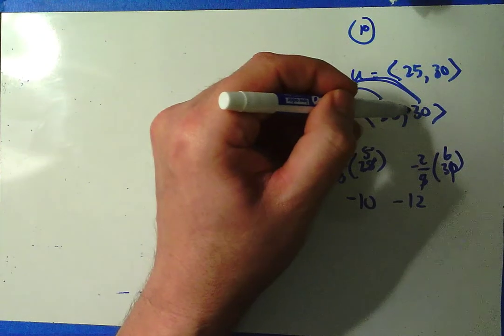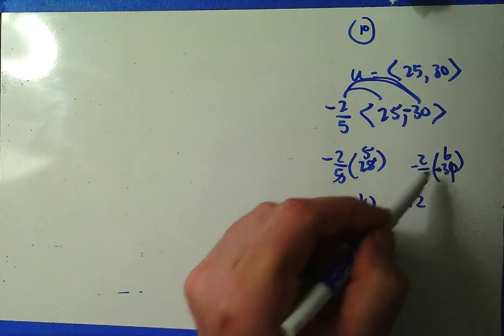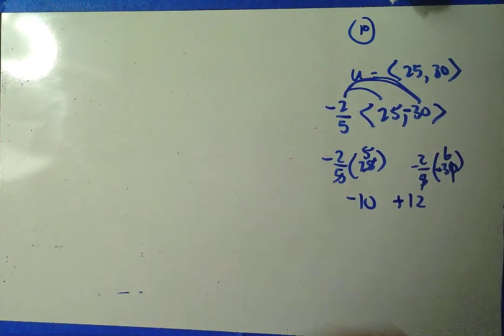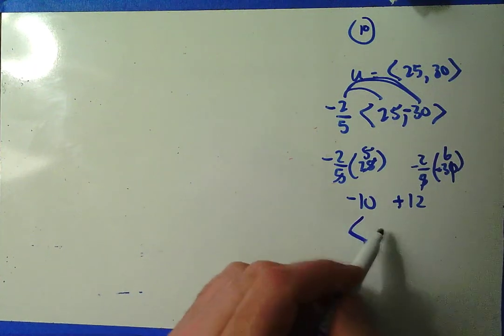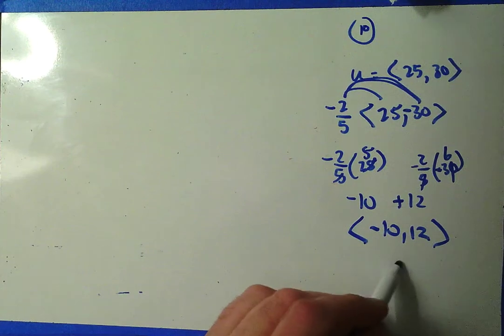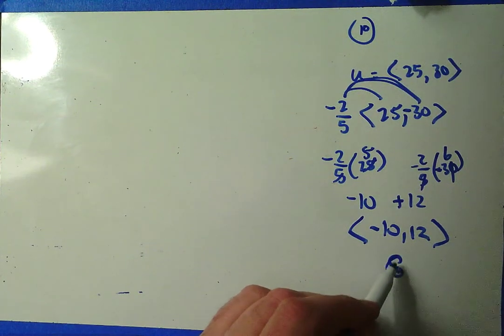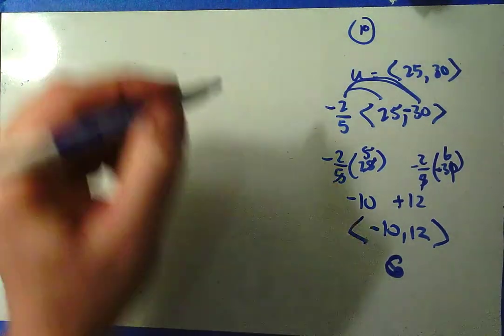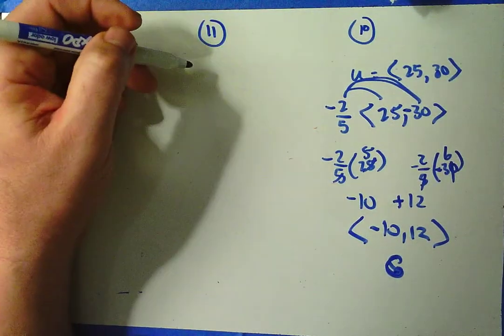Sorry, copied the problem wrong. There was a negative there already, so negative times negative makes positive. So my result should be negative 10, positive 12, which corresponds to choice G. G for number 10. Number 11.